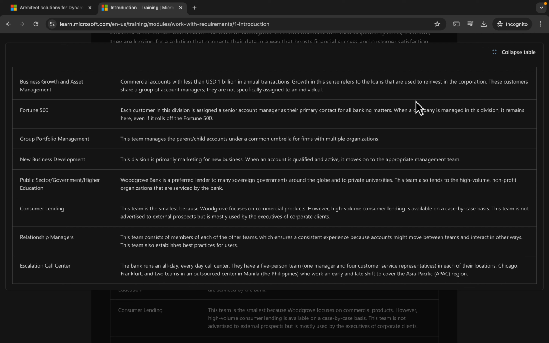Relationship managers. This team consists of members of each of the other teams, which ensures a consistent experience because accounts might move between teams and interact in other ways. This team also establishes best practices for users.